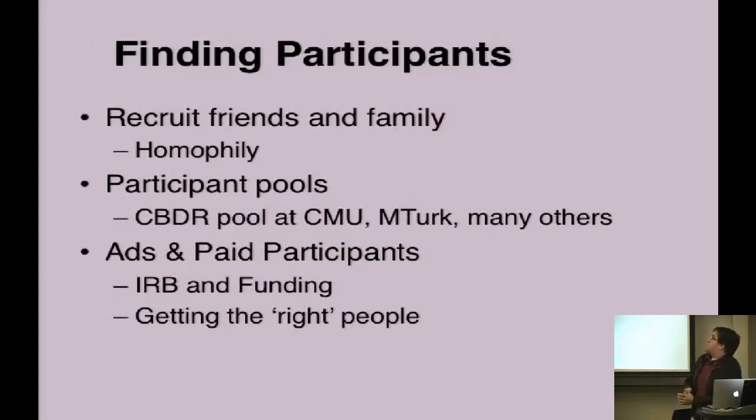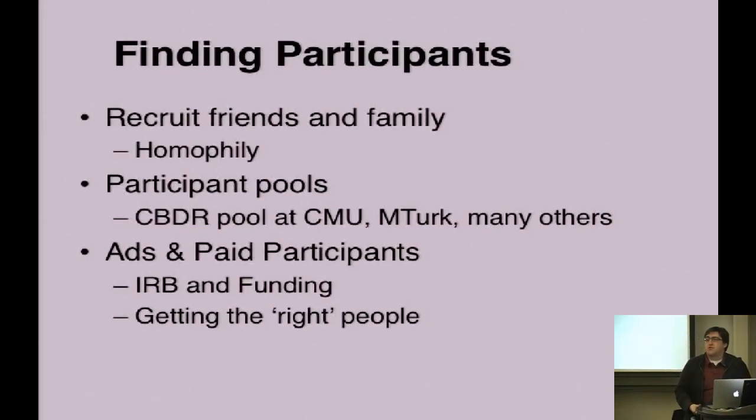There's some ways to find participants that are worth mentioning, just in case you're wondering. You can recruit your friends and family, but the big thing to worry about there is something called homophily. This is a psychological term where your friends and family are kind of like you. You make friends because they're like you, therefore your friends are like you, which means they can sometimes be bad study participants. Because if you're just studying yourself and your friend group, they're all going to be similar, and there's not going to be enough differences to really get out all the possible effects.